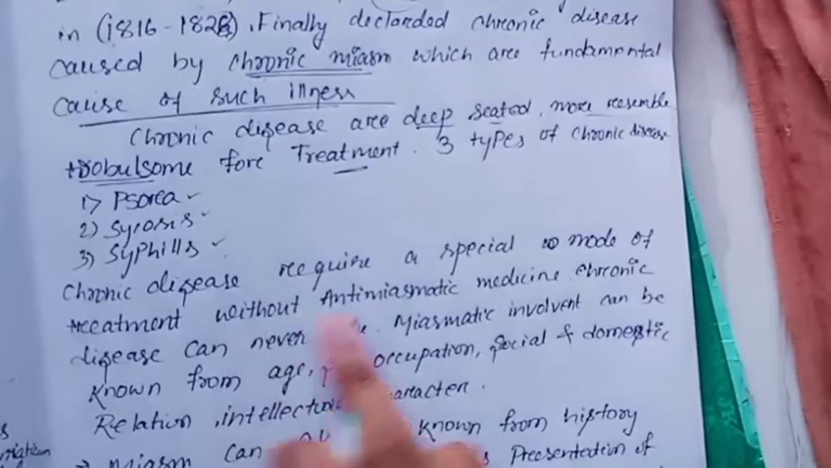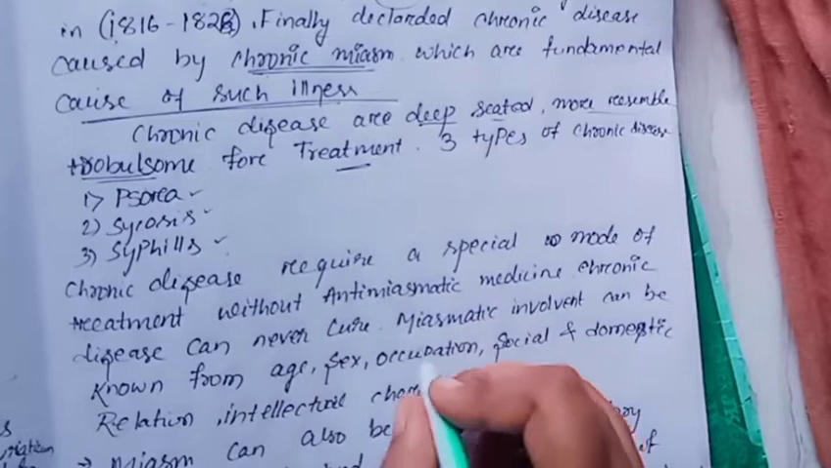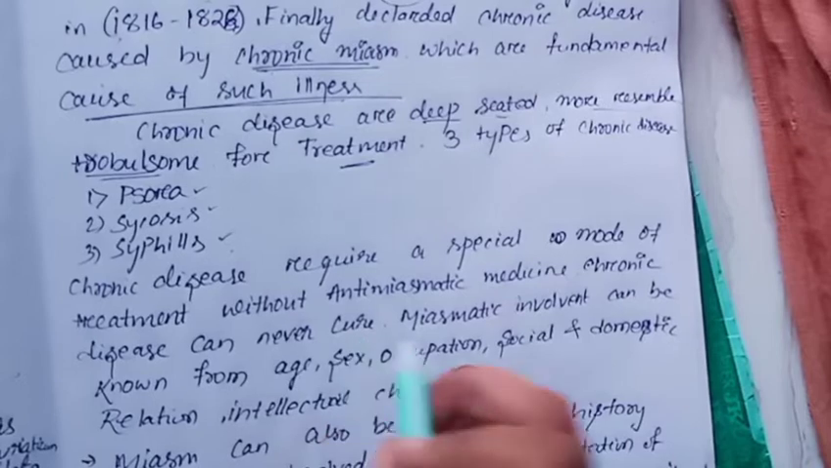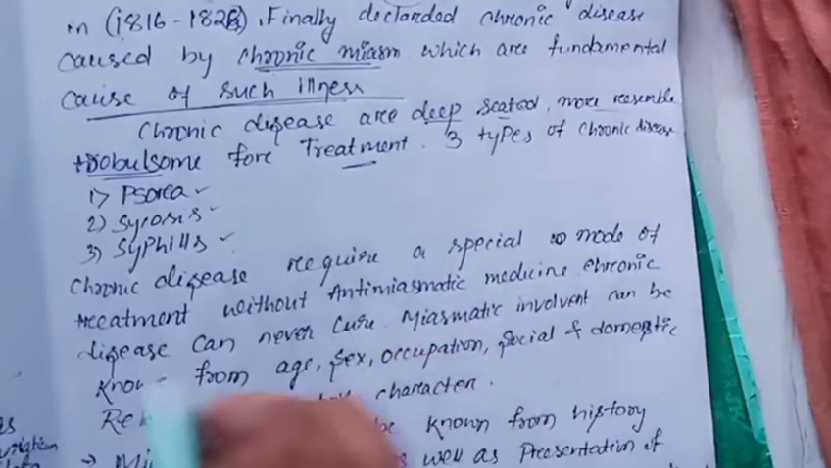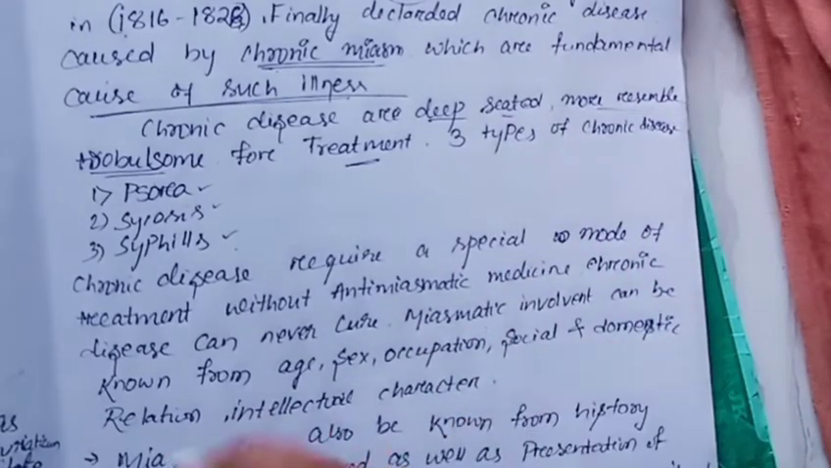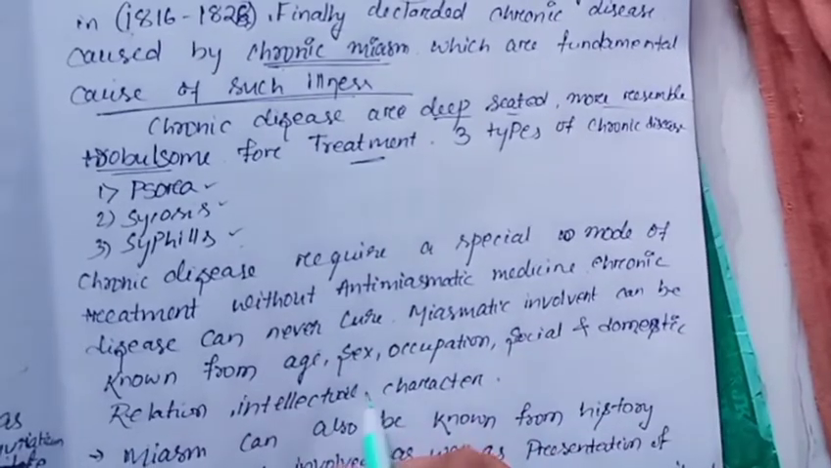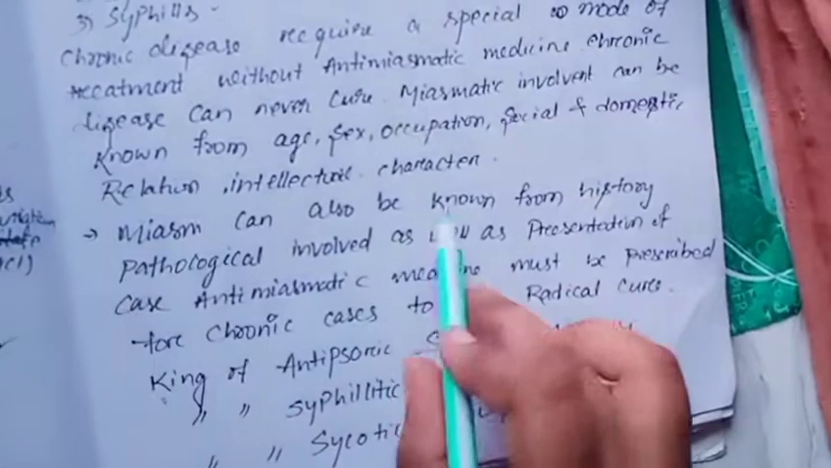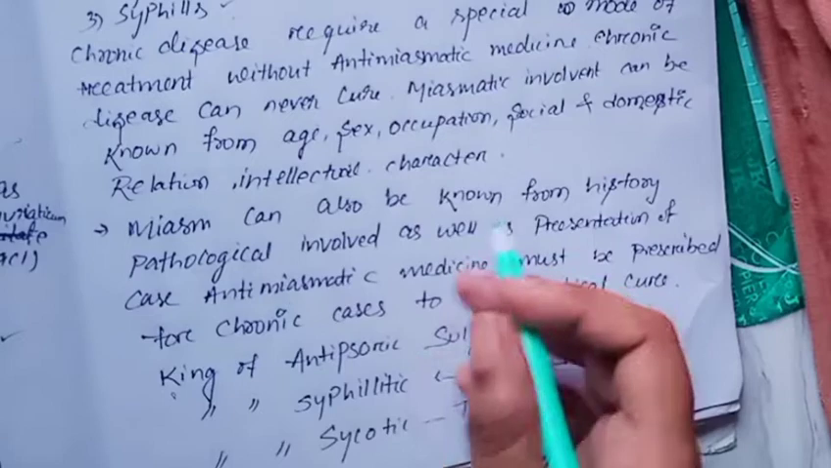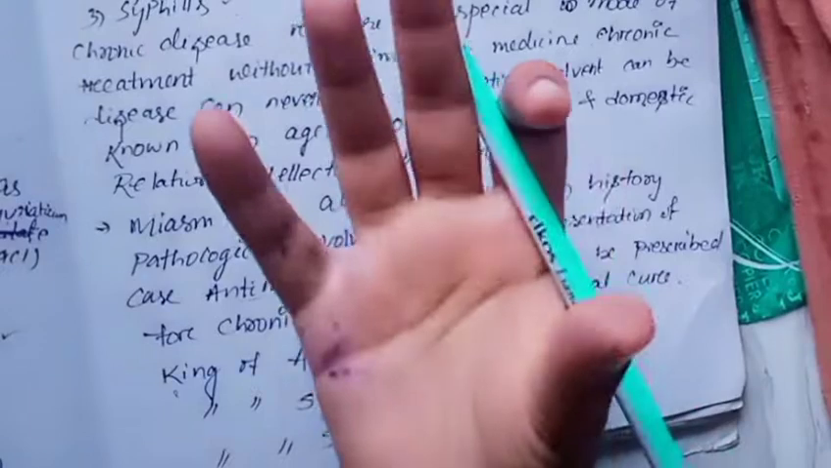Without anti-miasmatic medicine, chronic disease is never cured. So chronic disease can never be cured if the miasmatic environment is not known from the age. But if anti-miasmatic medicine is given, then chronic disease cure occurs. So how do we find the miasm? By case taking of that patient: age, sex, occupation, social and domestic relations, intellectual character. The miasms are also known from the history and pathological environment, as well as the presentation, which guides the anti-miasmatic medicine. By this systematic case taking, we find the miasm.